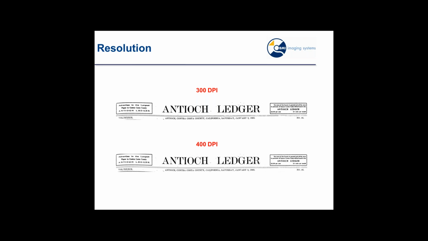Anything above that, in my opinion, is overkill. 600 DPI is just crazy. The file sizes are going to be huge. It's going to take at least twice as long to scan them, so your project's going to be twice as expensive.